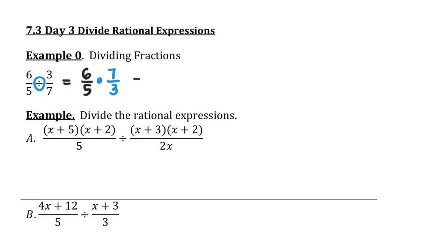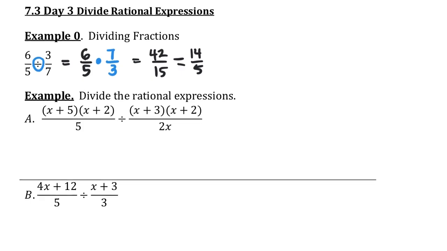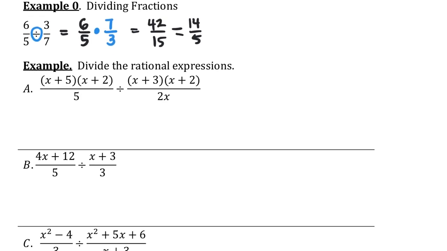Okay. And then you can get your answer. You can simplify it or you can cross cancel. You can do something like that, but we're going to get something like that. What does that go down to? 14/5. Okay, so let's try this with algebra now. Okay, we're going to divide the rational expressions. So when you start these, we're going to factor like normal.